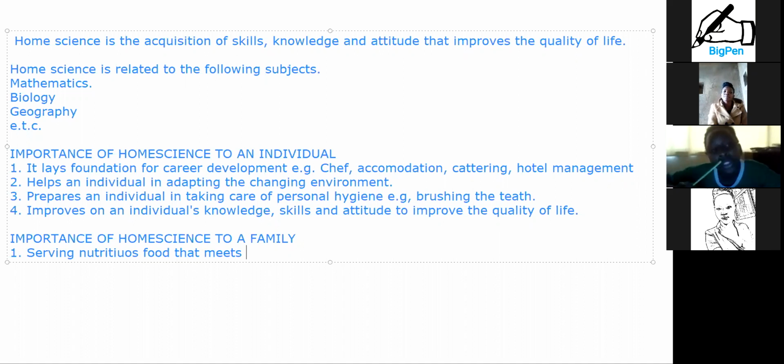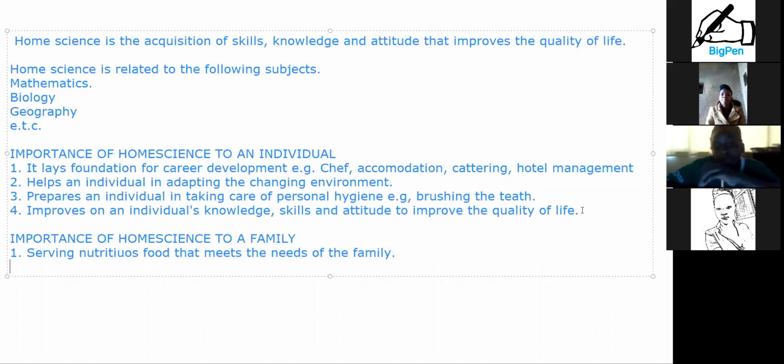Assisting the family in keeping the home clean. Very good. Okay, can you tell me how you can keep the home clean? Antoinette, please. Washing or mopping the house. Very good. Another one. What about the compound? Sweeping the compound. Very good. Another one.